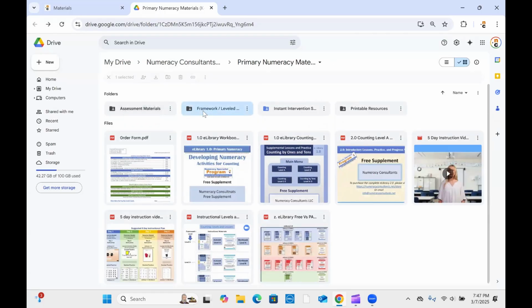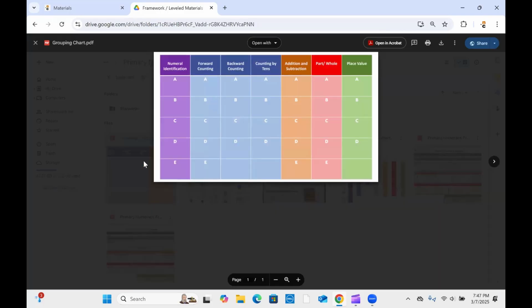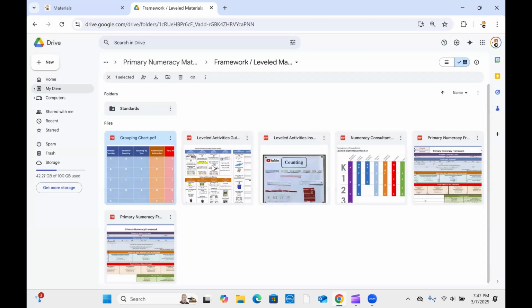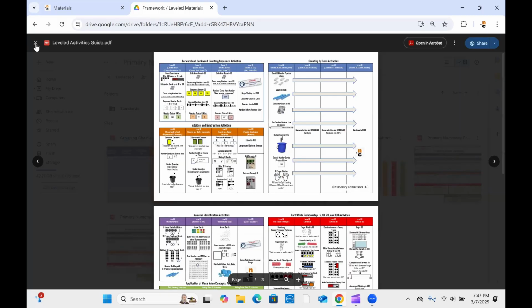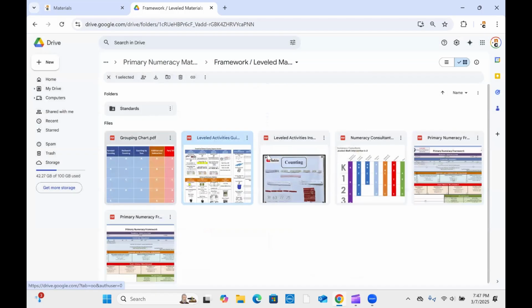There's the framework and leveled materials one. This has to do with levels now. Anything that has to do with levels. So this would be something, if you're working with a group of students, you kind of write their names in there so you know who is what level. And then we have other trainings that show you how to do things like that. Then you have the level activities guide, which we've spent some time talking about.